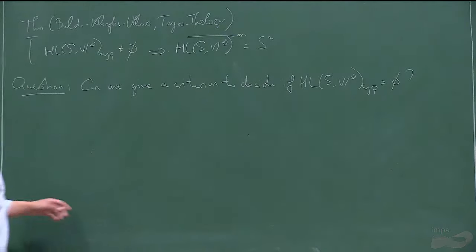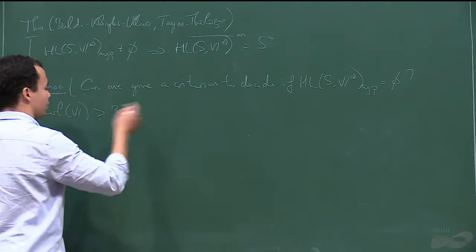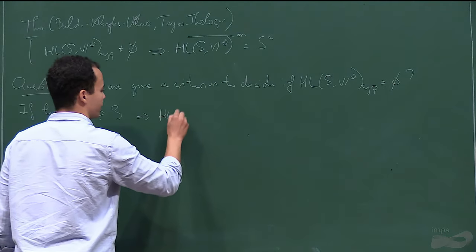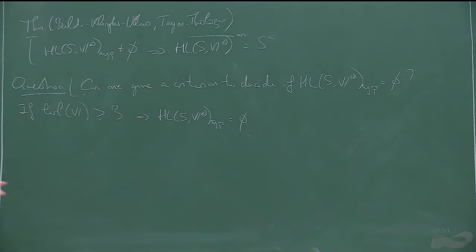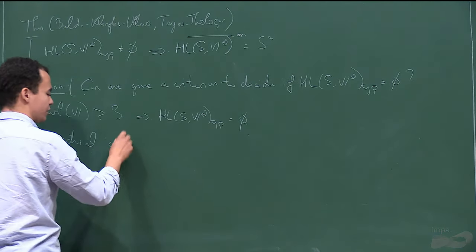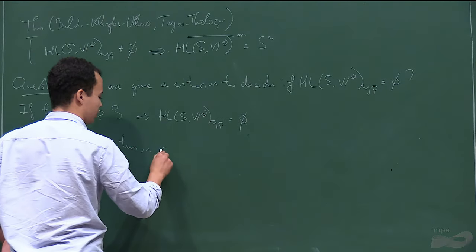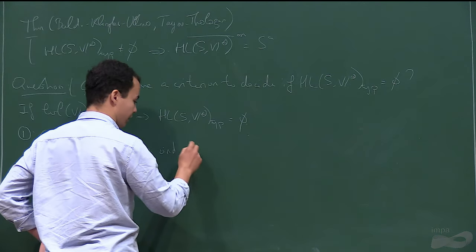Okay, and so there is one first answer of Baldi, Klingler, Ulmo. They say that if the level of V is greater than 3, then the typical Hodge locus is empty. And so what we'll do actually works in greater level, but it will only be interesting in the case of level 1 and 2 that are still open. Okay, so just for the plan of the talk, first I'll give a conjectural criterion. I mean, explain what is expected and give unconditional statements.